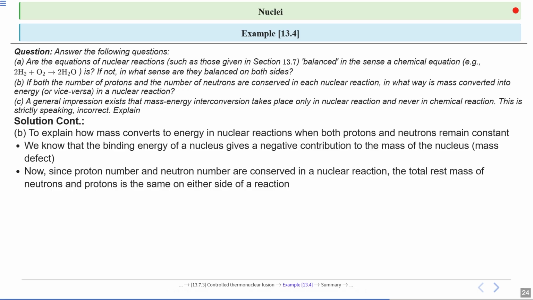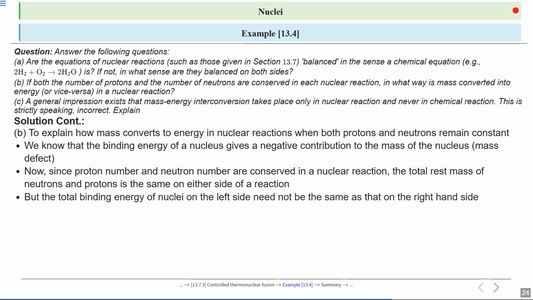Now, even though the total number of protons and neutrons is the same before and after the reaction, the total rest mass of all the protons and neutrons on both sides is also the same. This means that the basic building blocks are conserved, but something else must account for the energy released or absorbed. However, the total binding energy of the nuclei on the left side of the reaction doesn't have to be equal to the total binding energy on the right side. This difference in binding energy is what allows nuclear reactions to release or absorb energy, even though the number of protons and neutrons stays the same.